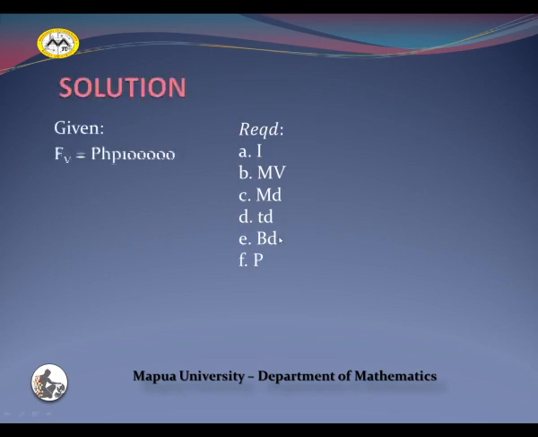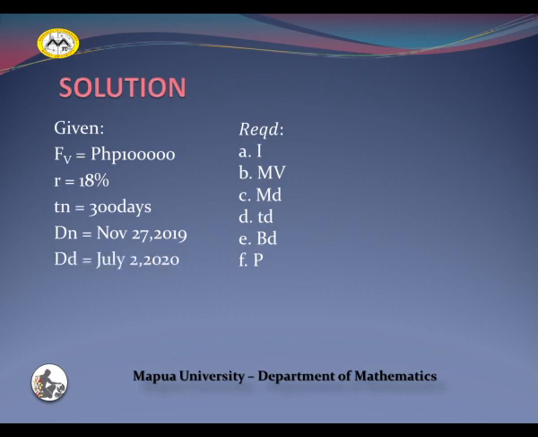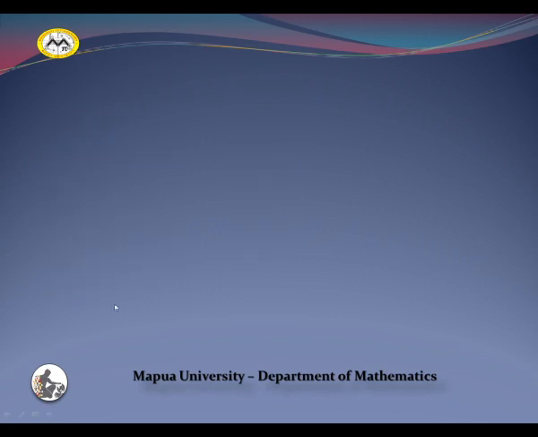And then for the solution, we have the given from the beginning of the transaction: the face value, which is 100,000, with simple interest rate at 18%. Term of note is 300 days. And then the date of note, when the promissory note was written, is November 27, 2019. And then the date when it is discounted, July 2, 2020. During the discounting transaction, the discount rate is 15%.